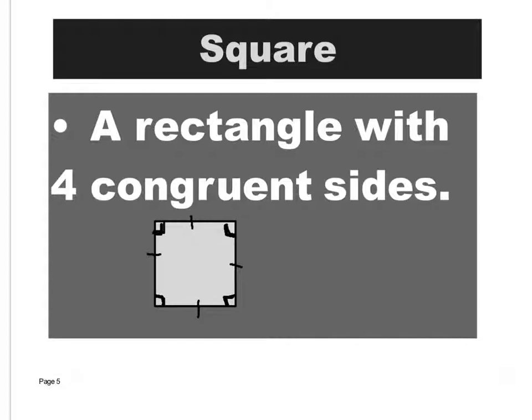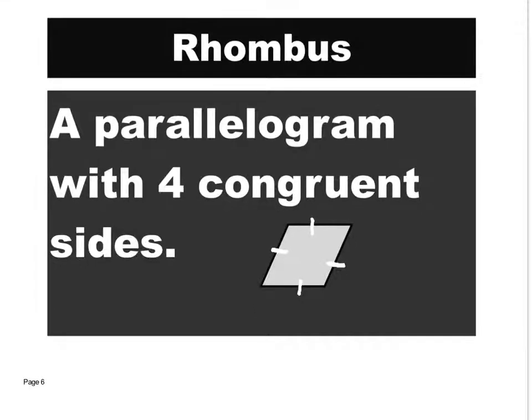All right? And here's the last of the quadrilaterals. It's a rhombus. A rhombus is a parallelogram with four congruent sides. So it's like a square. It fits everything with a square, except it doesn't have the four right angles. It has four congruent sides like a square does. It has opposite sides that are equal and parallel.